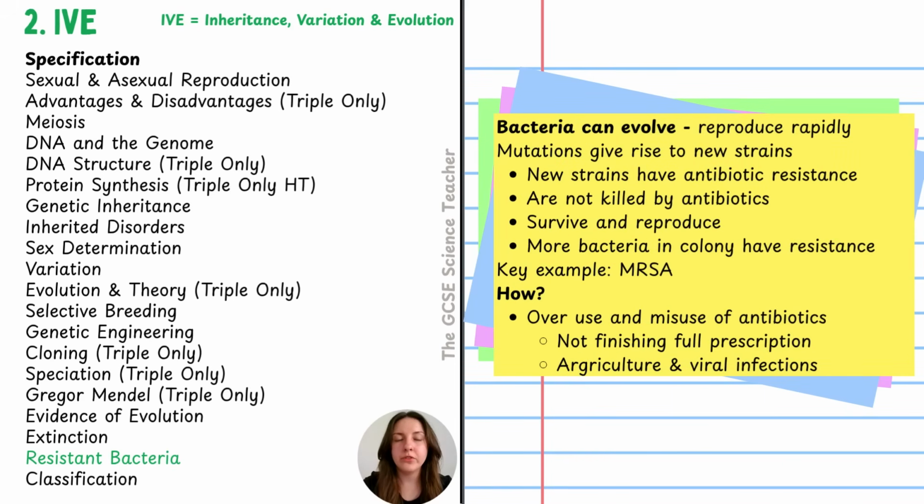Because bacteria can reproduce rapidly, we can actually see that evolution quite quickly. Mutations within a population give rise to new strains. New strains have antibiotic resistance genes and therefore are not killed by antibiotics. They survive, reproduce, and pass on their genes. A key example is MRSA.